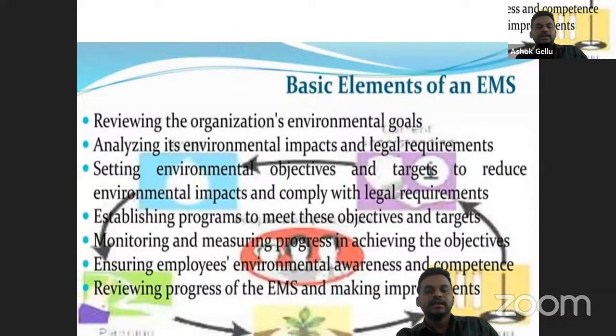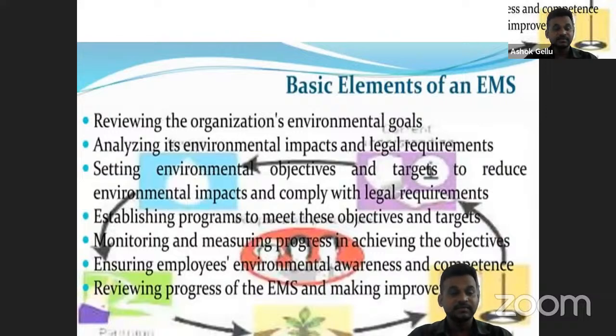Basic elements of an EMS. Reviewing the organization's environmental goals. Every environmental management system we should review every year, or quarterly, or half yearly, depending on the regulations of the industry or the society or organization. Analyzing its environmental impact and legal requirements. What are the impacts on the surrounding environment, and what are the legal requirements? For example, consents from the state and central pollution control boards are required to set up that particular organization or industry. Legal requirements need to be met from these organizations to set up the organization or manufacturing unit.